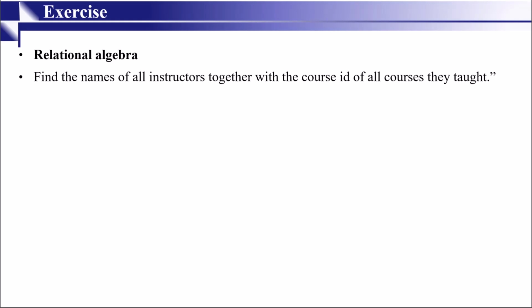Find the name of all instructors together with the course ID of all courses they taught. In here we go for natural join. So we do instructor natural join with teach, and we will take out pi name and course ID.